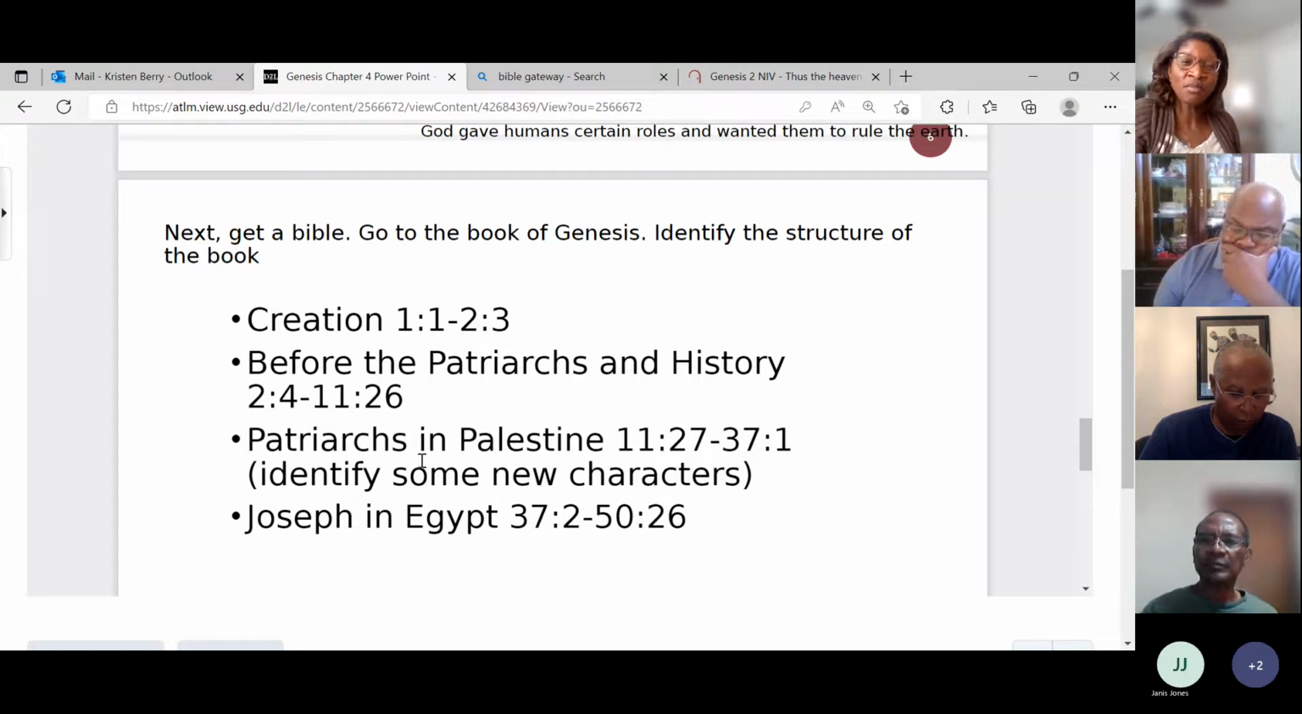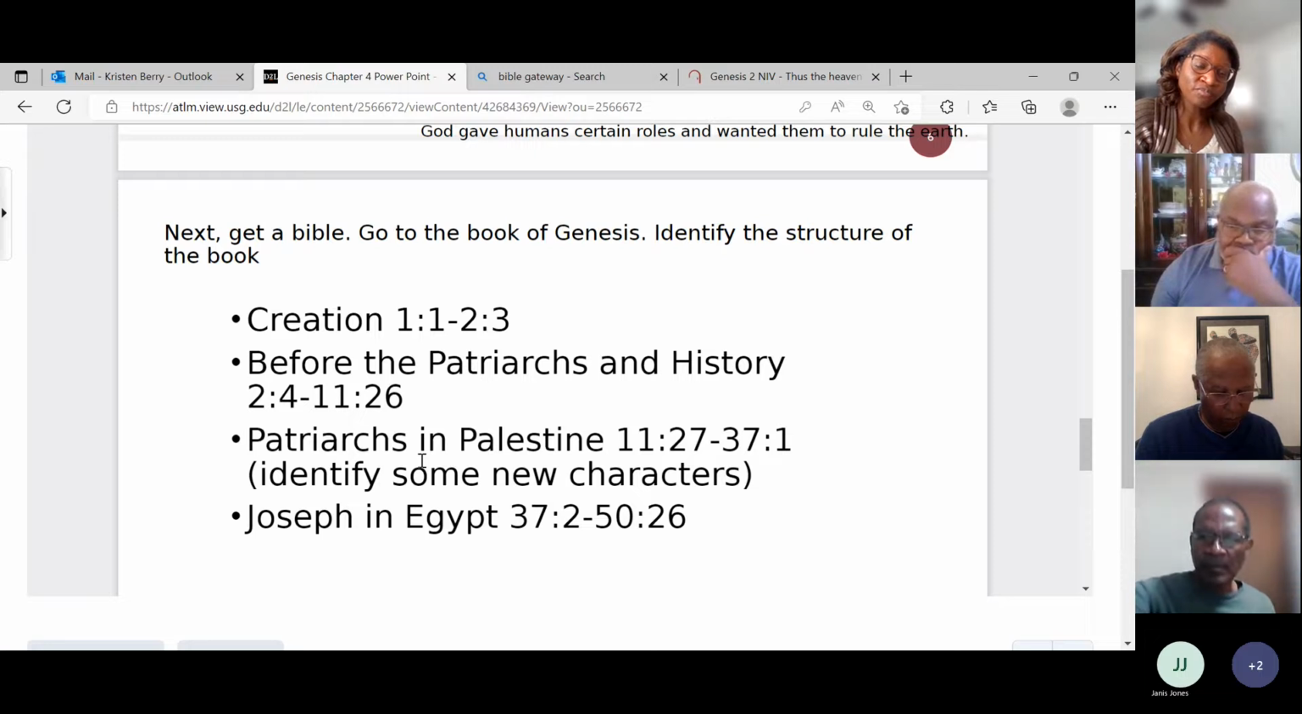We started off talking about the top patriarchs. We talked about Abraham, Joseph. You'll see Isaac introduced. And then we end with the last 20 or so chapters focusing on Joseph.